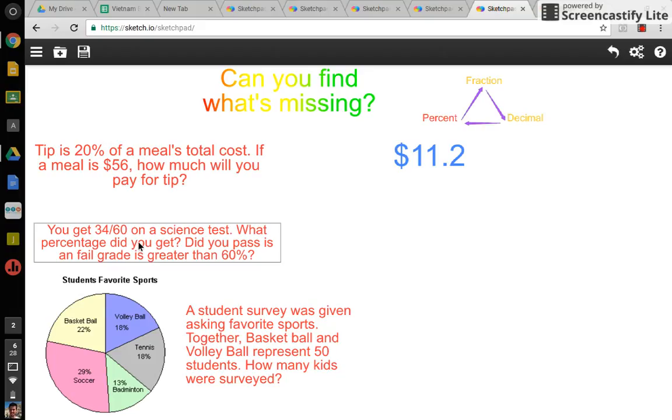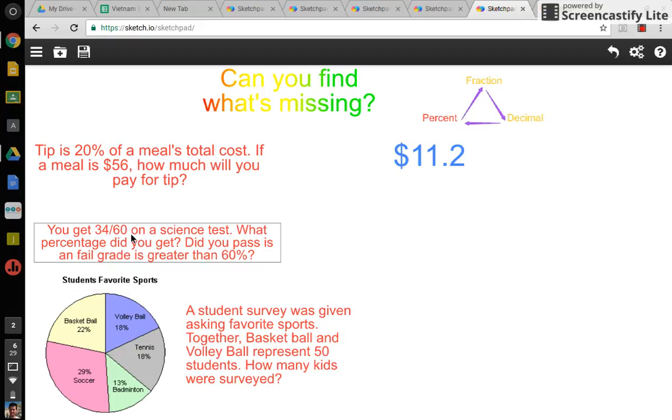For our next one, we're given a fraction and it's asking us to find out a percent. So we know that the strategy is we're going to need to turn our fraction into a decimal, and then we'll need to turn our decimal into a percent. If you don't know how to do that, please go back and watch the last video. So all you're going to do is divide your 34, your dividend, by your divisor, 60. And when we do 34 divided by 60, we're getting a repeating decimal.